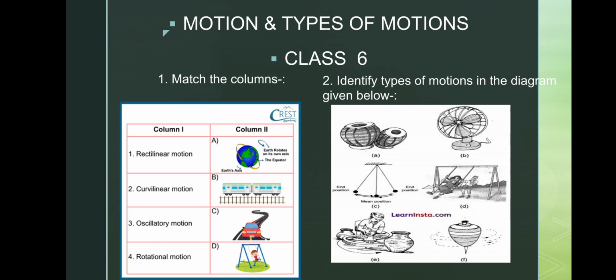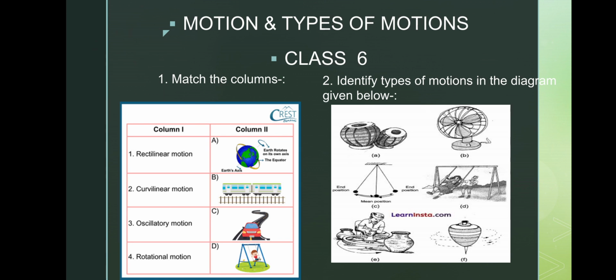Now you have to do certain questions based on whatever you have learnt in this chapter. Here the first question I have given you is to match the columns. You have to match column 1 with column 2, where the different motions are given in column 1 and different diagrams are given in column 2. So you have to match them.